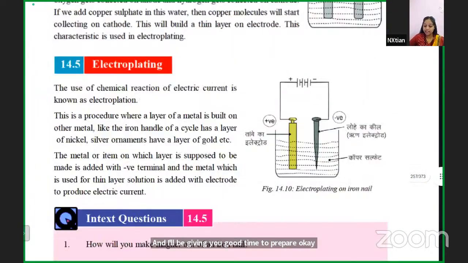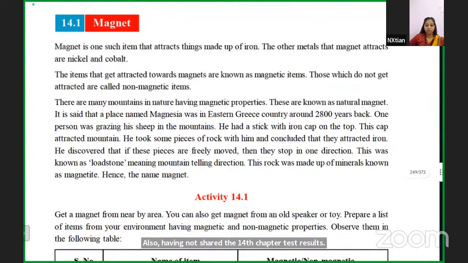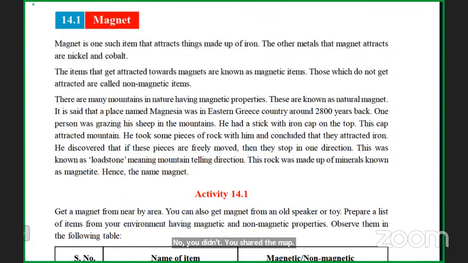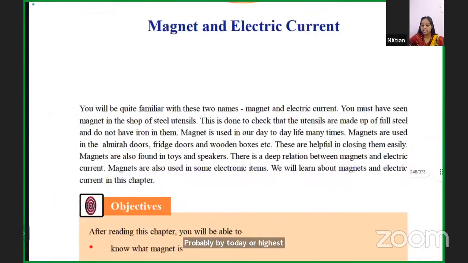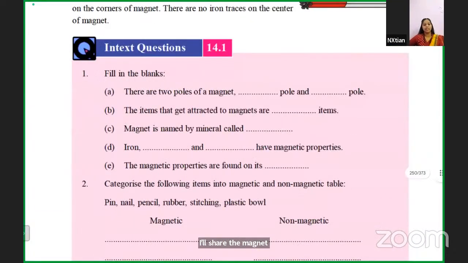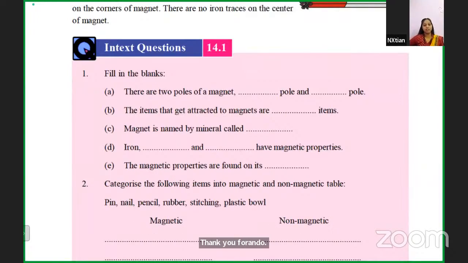Also, haven't I shared the 14th chapter test results? No, ma'am. Magnets? Can you check on the group for me because I cannot find anything. You shared the math test result, but you didn't share it. Oh, okay. It may have missed me. So I will share it, okay? Probably by today or by tomorrow at the latest, I'll share the magnet and electric current chapter results with you. Thank you for the reminder. I'll be sharing it, probably by today itself.